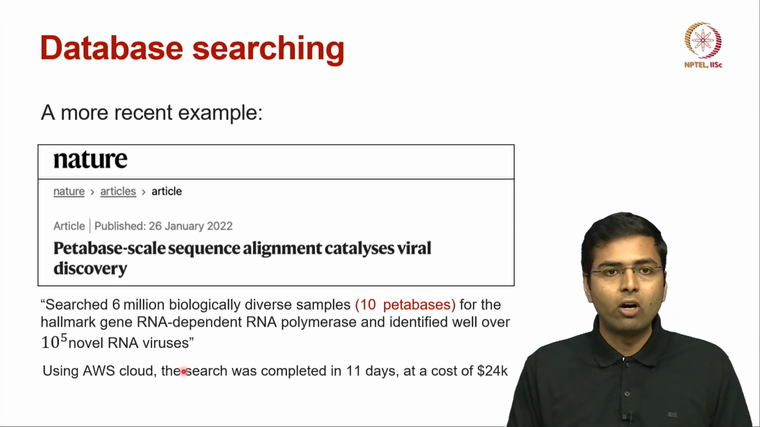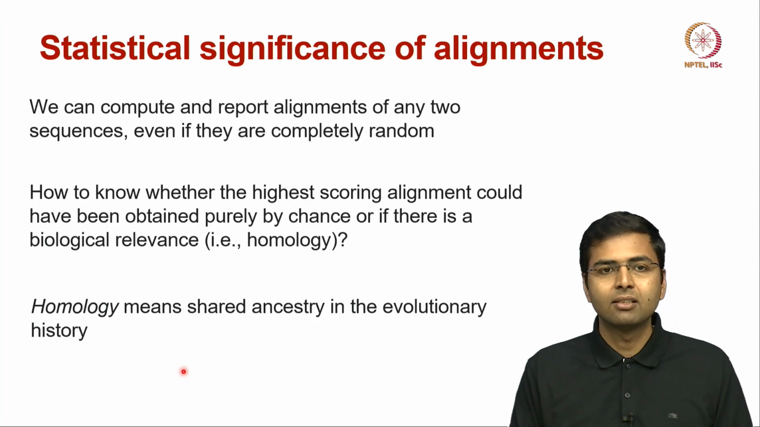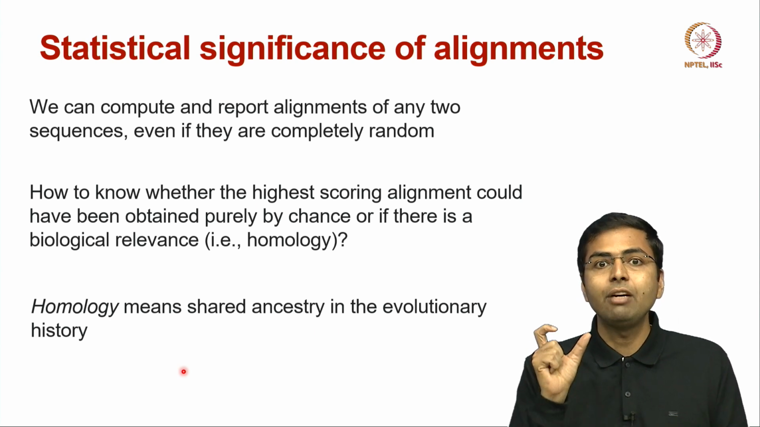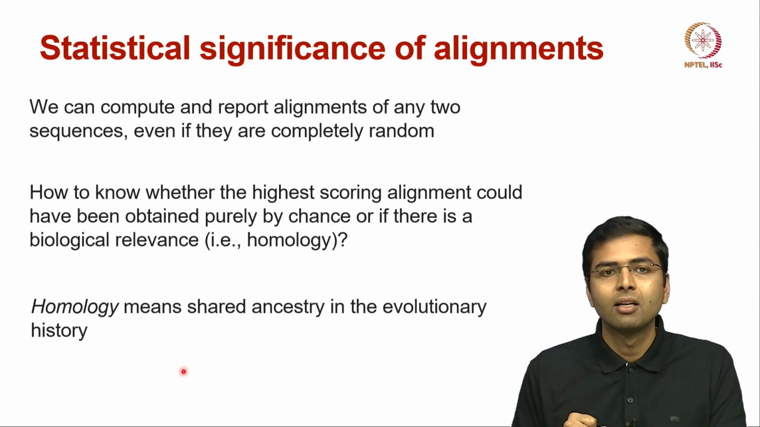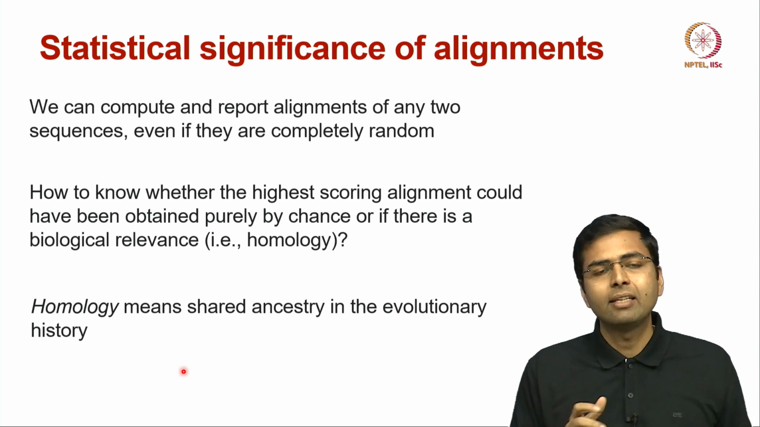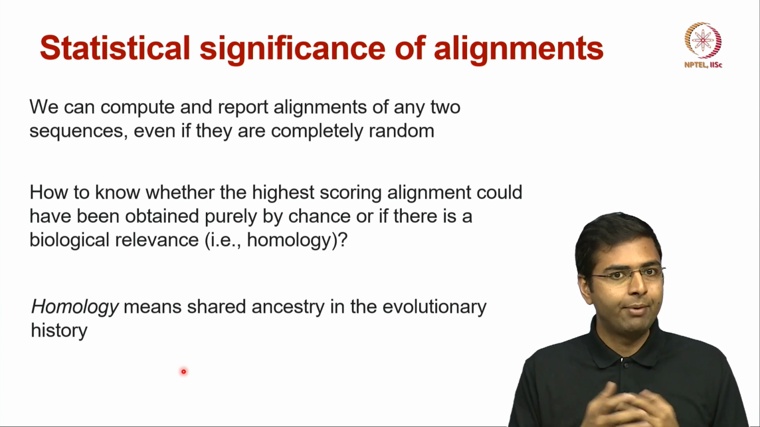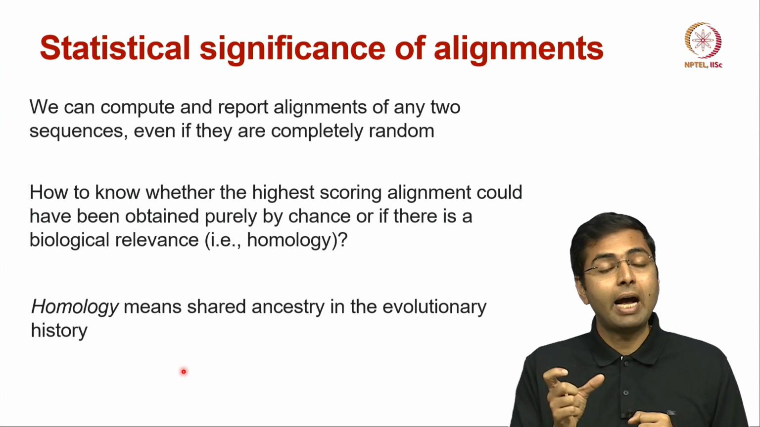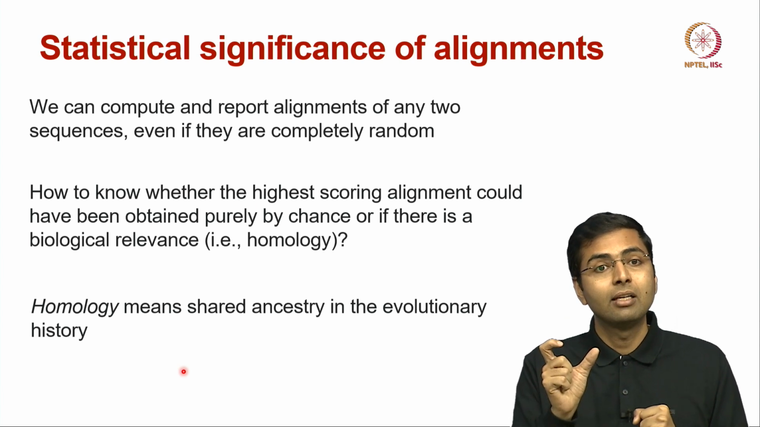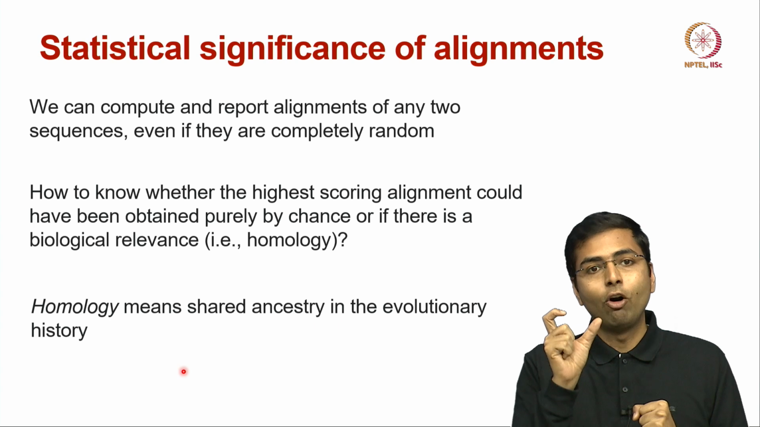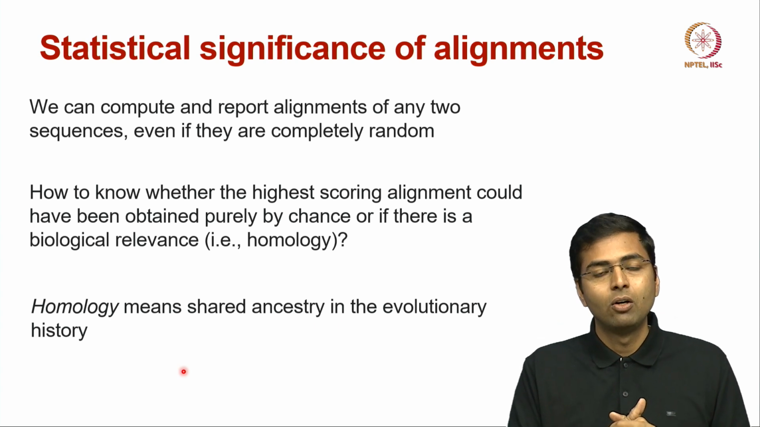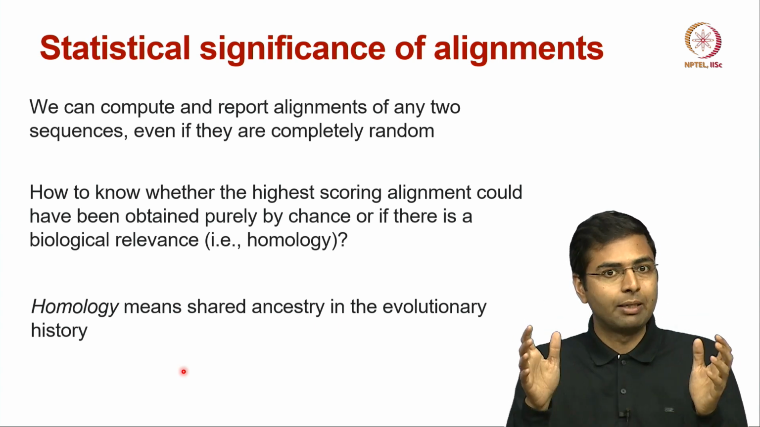So, now given this context, what I want to discuss in the subsequent part of this lecture is the statistical significance of alignments. So, observe that we can always compute and report alignments of any two sequences, even if they are random. For example, if I am computing local alignment, which is basically asking for the highest scoring alignment between substrings of both sequences, I am going over all possible substrings.